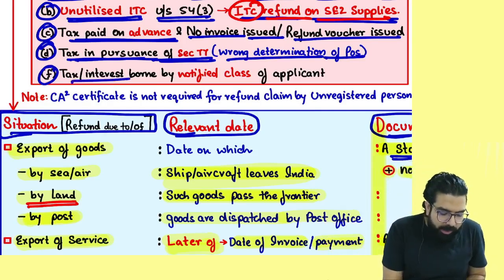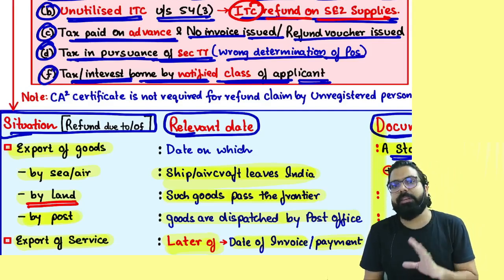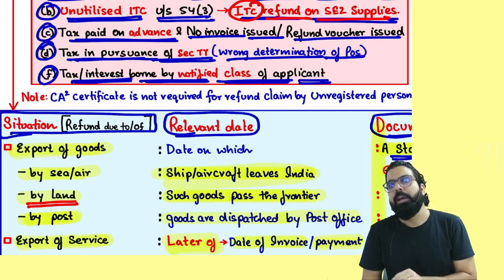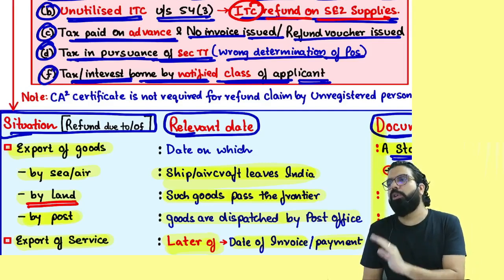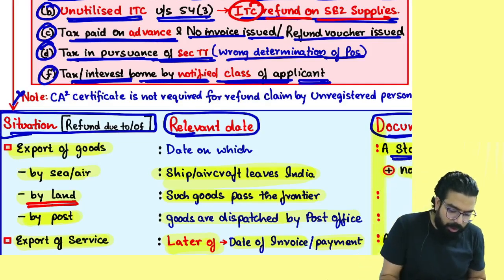The next one is tax or interest borne by a notified class of applicant. If you are a notified class of applicant, in that scenario also the government is saying that proof of unjust enrichment is not applicable for you. This line I'll talk about later.